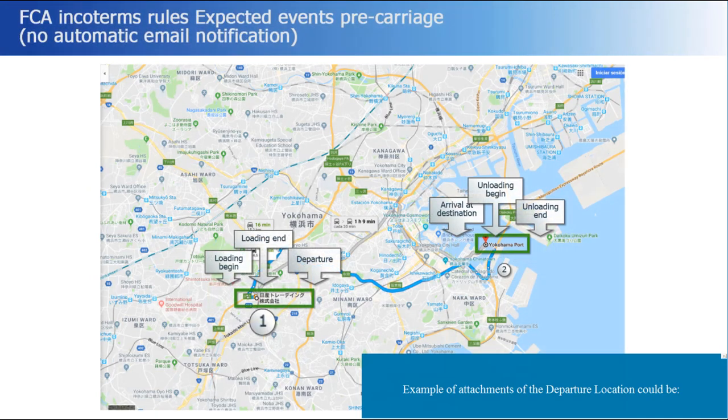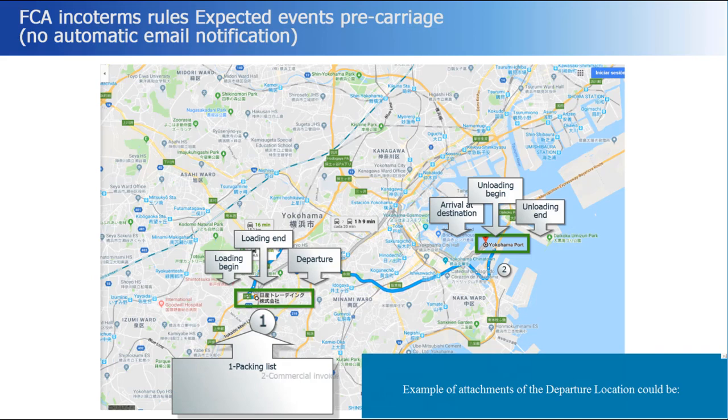Example of attachments of the departure location could be: 1. Packing list. 2. Commercial invoice. 3. Certificate of origin. 4. Dangerous goods MSDS documents. 5. Cargo load list.